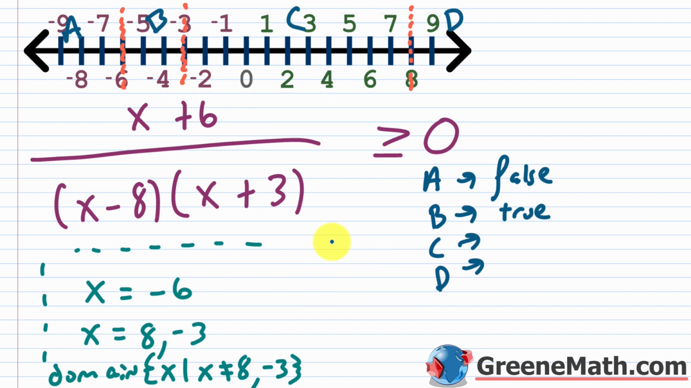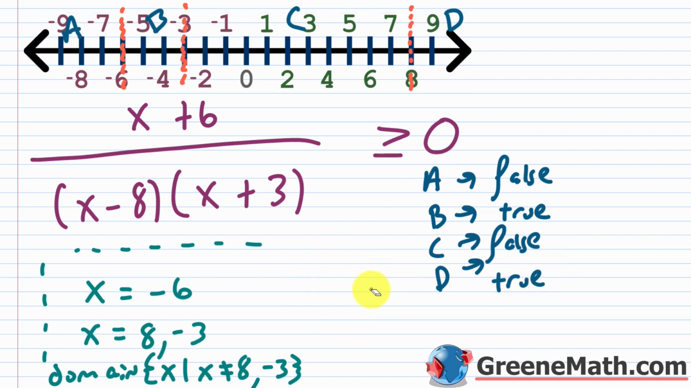Okay, for C, let's pick 0. So you get 6, which is positive, over -8 times 3. So it's -24, but let's just say it's negative. Positive over negative is negative. Negative is not greater than 0. So this is false. Okay, for D, let's pick 9. 9 plus 6 is 15, so this is positive. Then 9 minus 8 is 1, so that's a positive. And then 9 plus 3 is 12, so that's a positive. So basically, positive over positive is positive, and a positive is greater than 0, so this is true.